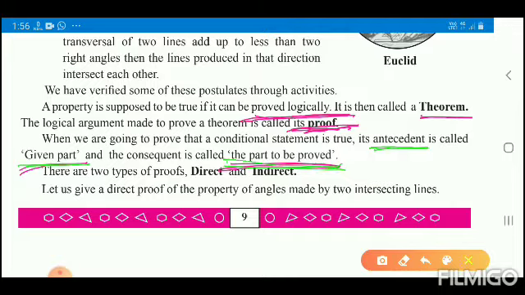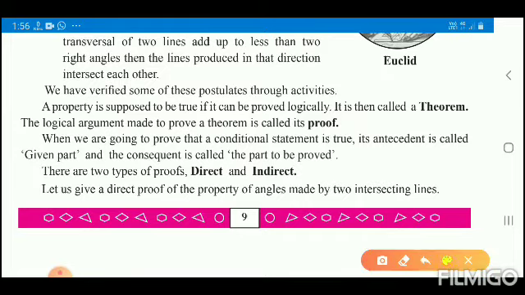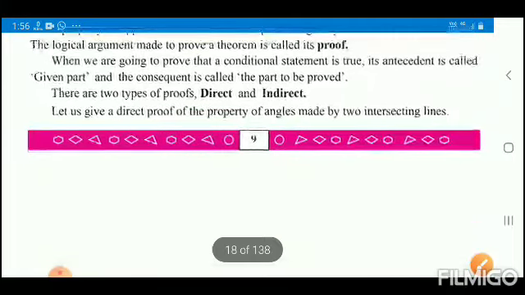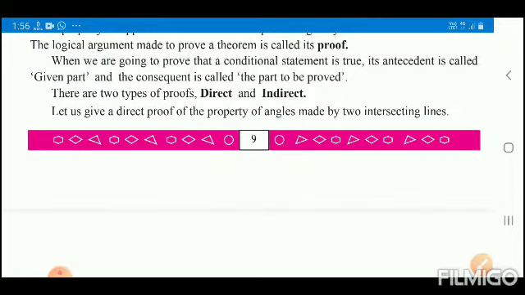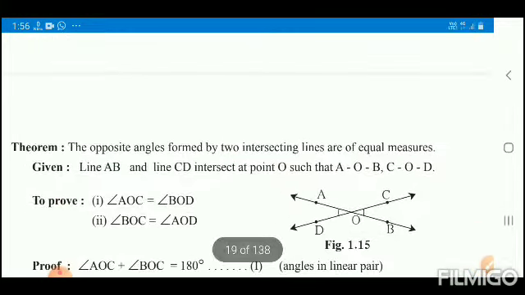There are two types of proofs. These proofs are direct proof and indirect proof. How many types of proofs are there? Two types: direct proofs and indirect proofs. Let us give a direct proof of the property of angles made by two intersecting lines. This property you have also studied in your previous classes, so we will see the direct proof of this property.